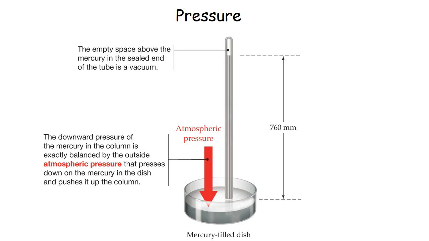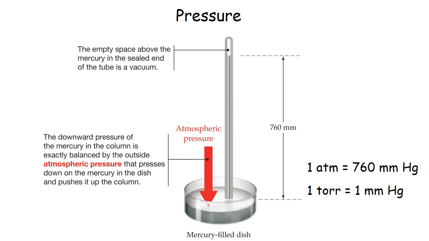Now, it will go up a certain height, and at about 1 atmosphere of atmospheric pressure, it will go up to a height of 760 millimeters or 76 centimeters. And that is the reason, the reasoning behind the creation of the unit millimeters of mercury.